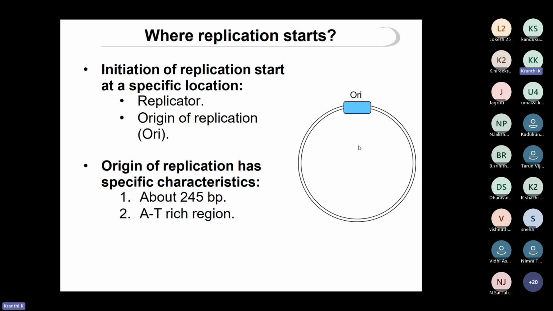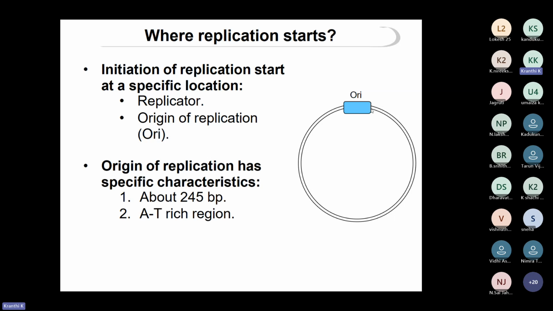Okay, so here it will choose a site where the replication should happen. Okay, so what is this site called? This is called the origin of replication. That's the reason we are calling this ORI. ORI means origin of replication. So why is it choosing only this area? This area has about 245 base pairs. What do you mean by 245 base pairs? Base means adenine, guanine, cytosine, right? Those are the bases. So the base pair length should be 245.